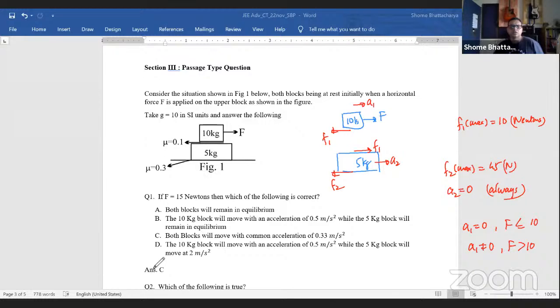Okay, okay. So this is wrong. I'll just check the options. So when we apply 15 newtons, what will happen? Both the blocks will not be in equilibrium. The 10 kg block will move with an acceleration of how much? 15 minus 10, 5 divided by 10, 0.5. Yeah, so option B will be correct. This should be option B.